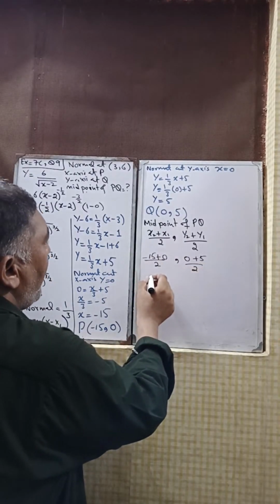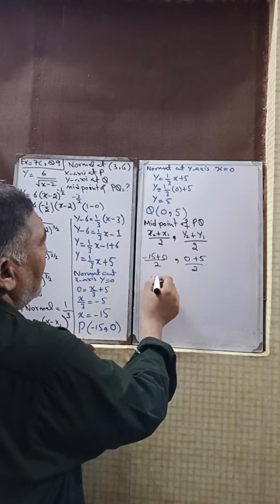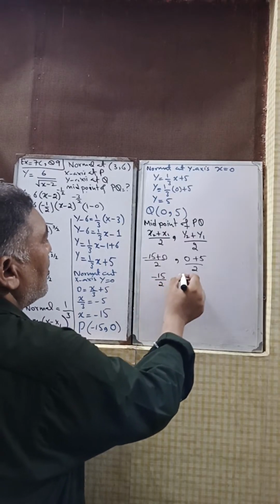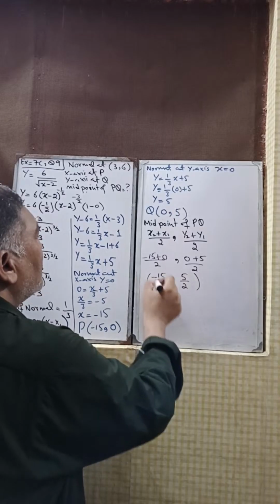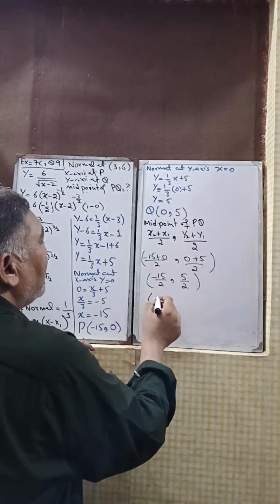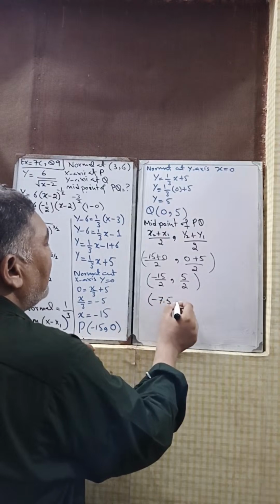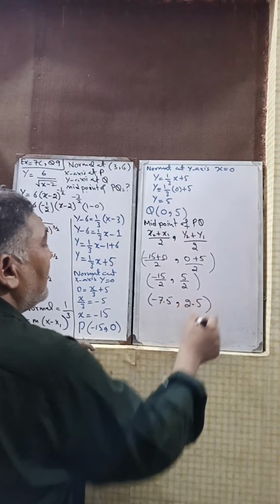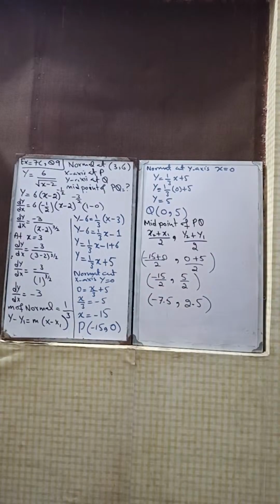So it will be minus 15 by 2, comma 5 by 2. Your book sometimes writes the answer like this, minus 7.5, comma 2.5. So I think the coordinates of the midpoint will be minus 7.5, comma 2.5. Let me check the answer. Question number 9 we are doing. Minus 7.5, comma 2.5 is the answer at the back of the book. So we are done with question number 9, and this is how we do question number 9.